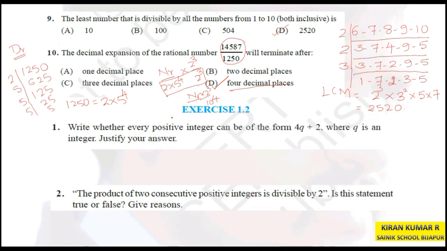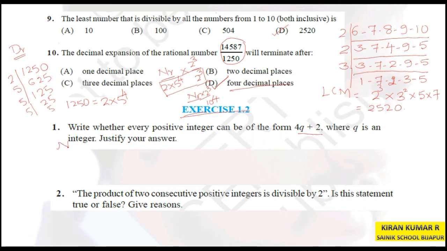Now let us solve exercise 1.2. In this exercise we have short answer type questions. The first question is, write whether every positive integer can be of the form 4q plus 2 where q is an integer.